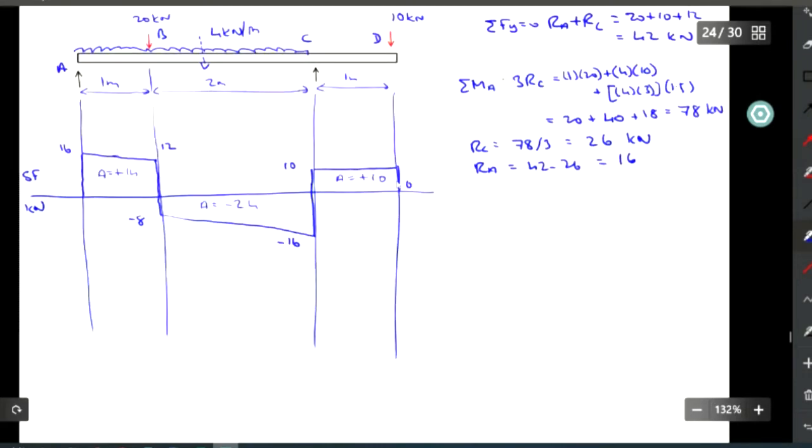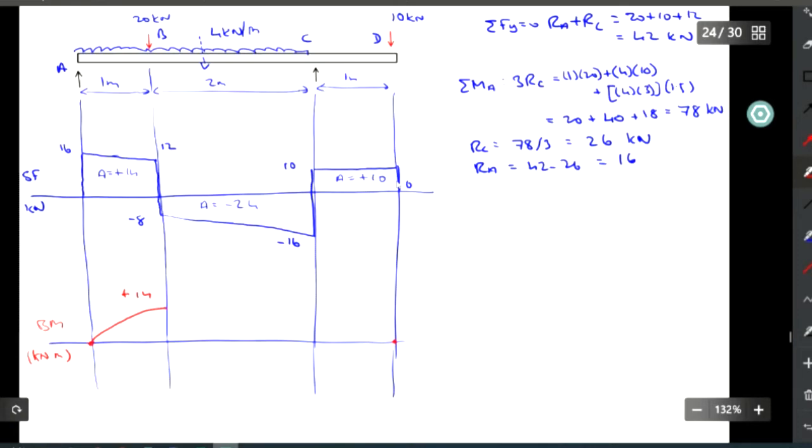Okay, so for the bending moment, remember when it's under a UDL, it has a parabolic shape. So, and it's 0 because they're free ends or they're simply supported. So it's going to go up to a maximum of plus 14. Then it's going to go down.